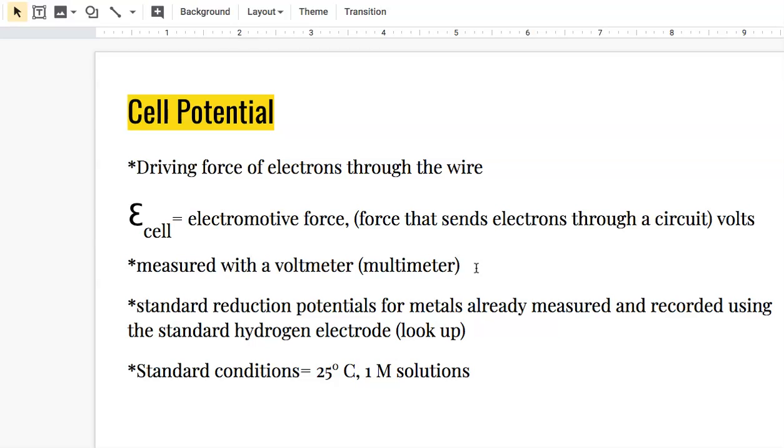Now, for most metals, there are already known and well-measured reduction potentials that you can look up in a table. I'll be providing that table on Google Classroom. Just know that all of those are measured at standard conditions, so 25 degrees Celsius and 1 molar concentration solutions.